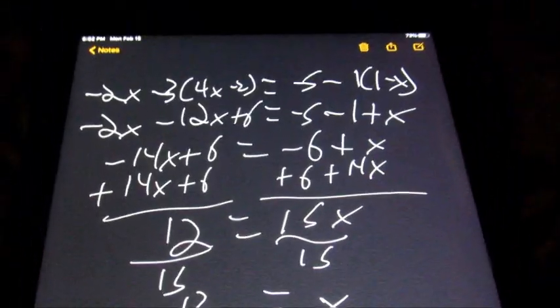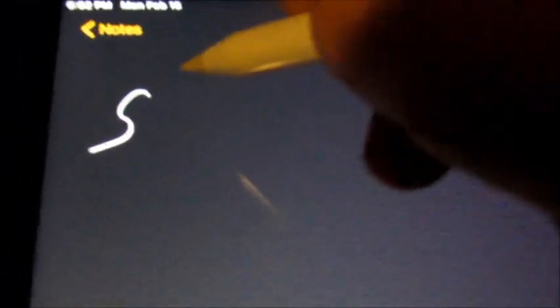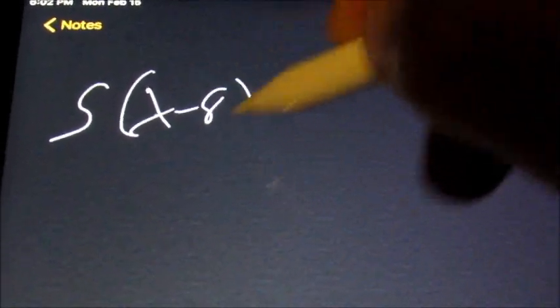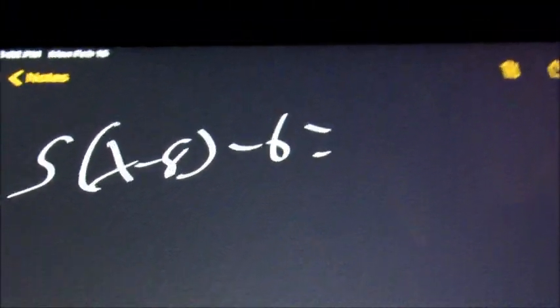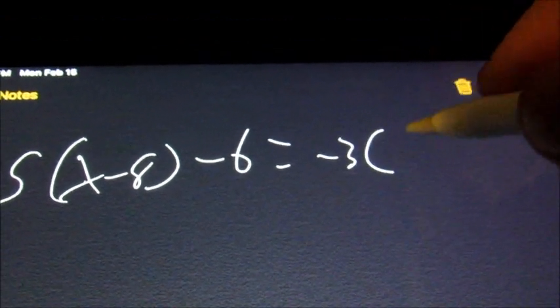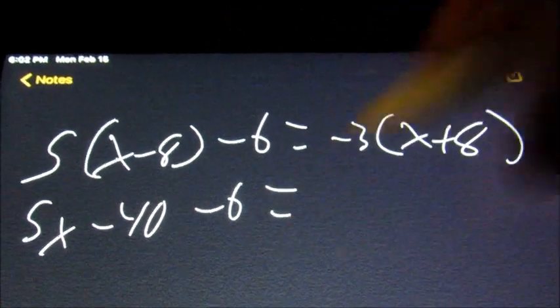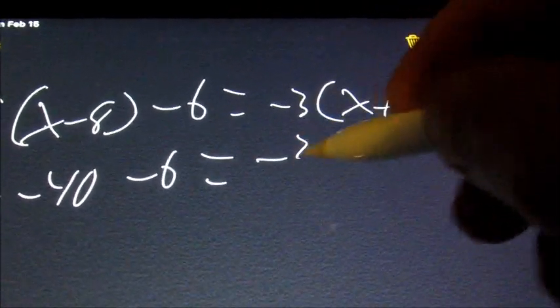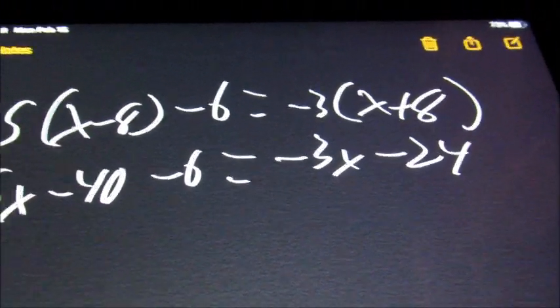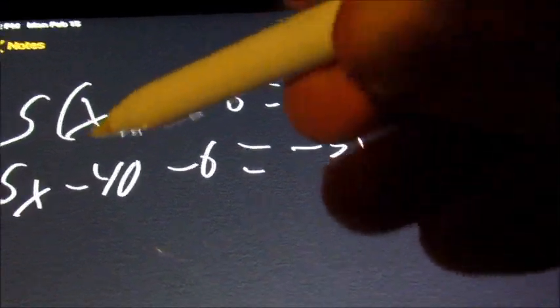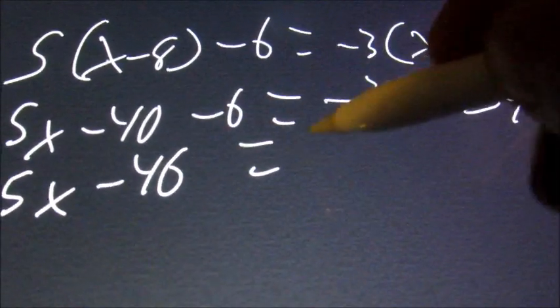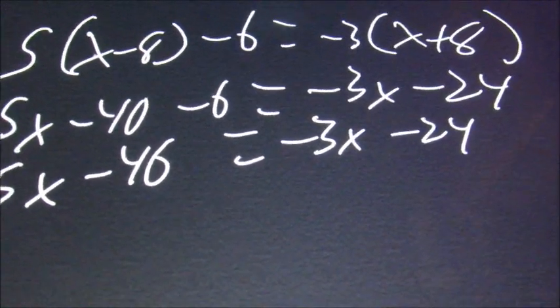Okay, next, let's look at 5 in parentheses x minus 8 minus 6 equals -3 in parentheses x plus 8. Okay, so I have to distribute the 5 and get 5x minus 40 minus 6 equals, distribute the -3, -3x minus 24. Okay, I don't have like terms on the right side, but I do on the left, so I'm going to combine them. And I'll have 5x minus 46 equals -3x minus 24.